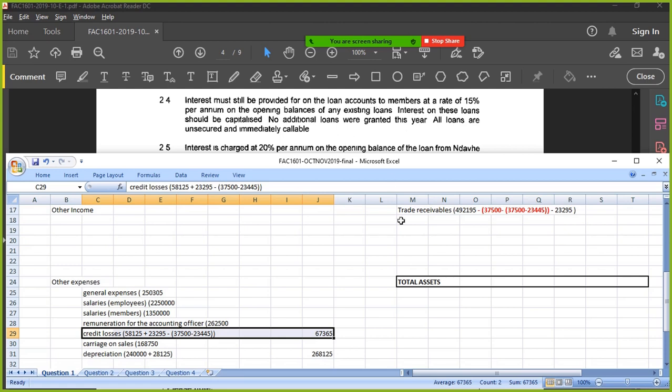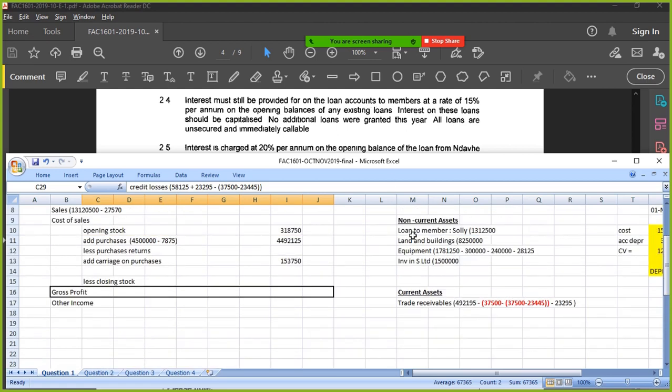Okay, interest must still be provided for on the loan. Loans to members is an asset. Okay, I do need to look at this. At a rate of 15% per annum on the opening balances of any existing loans. Interest on these loans should be capitalized. Okay, that's important. So add it to the balance here. No additional loans granted during the year. All loans are unsecured and immediately callable. Okay, if it's immediately callable, it's short term. All right, so that needs to move down.